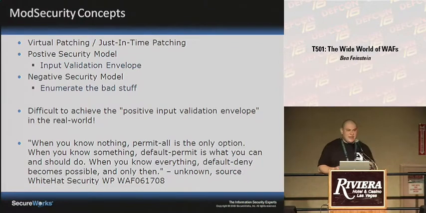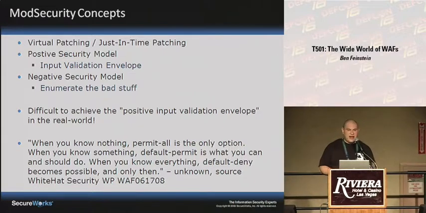The negative security model is basically try to enumerate the bad stuff, block the bad stuff, look for SQL injection, look for cross-site scripting, those kind of things, and block it. So in the real world, it's extremely difficult to achieve this positive input validation envelope. Most large organizations have a wide range of web apps out there. There's a lot of code running. It's a major task to model these applications, identify the parameters, and create that positive input validation envelope.